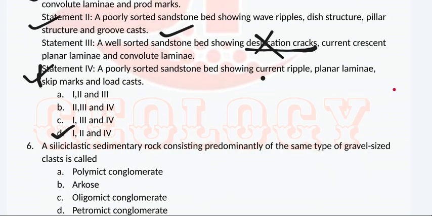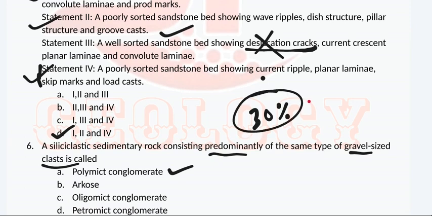A siliciclastic sedimentary rock consisting predominantly of the same type of gravel-size clasts is called as? Paraconglomerate or breccia. You remember, if any rock contains more than 30% of gravel-size particles, it will be considered as a rudite, or conglomerate or breccia. So now the composition can be anything. It can be any type of rock, can be a composition of conglomerate or can be constituents of conglomerate.